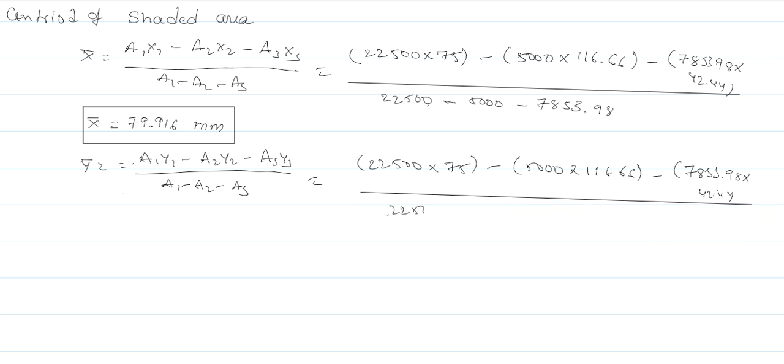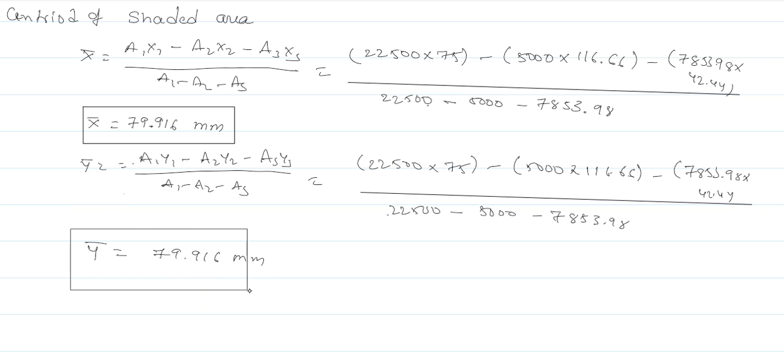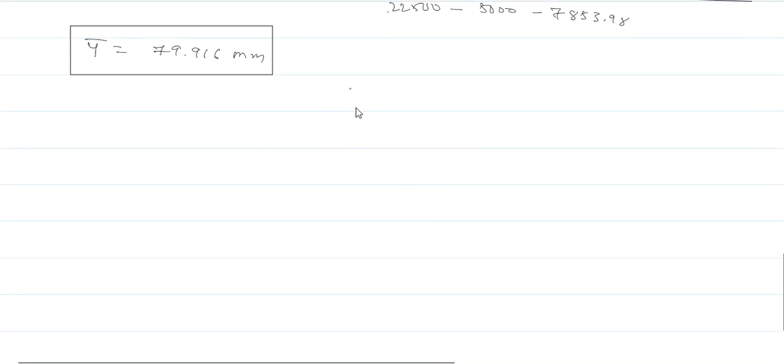Similarly, 22500 minus 5000 minus 7853.98. So y bar is equal to 79.916 mm. So that is our answer. Keep that in a box. So this is the centroid coordinates of element 1 and 2.